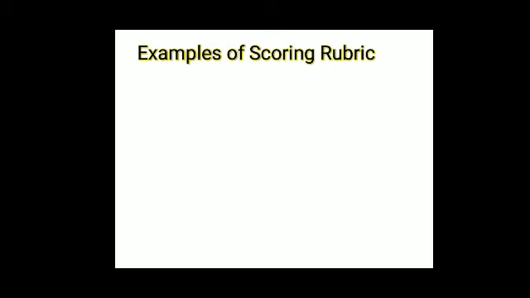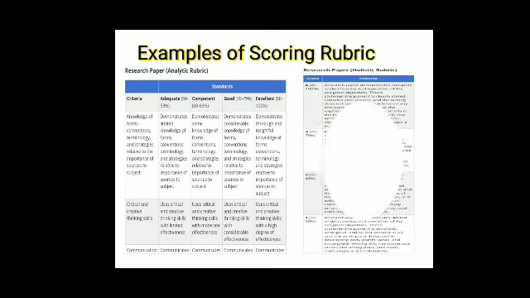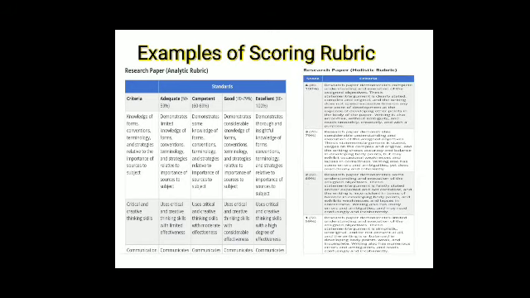I have here an example of a scoring rubric. This is an example of an analytic rubric. This is written in a table form. Next, we have here a holistic rubric. These are the two types of scoring rubric in a research paper.